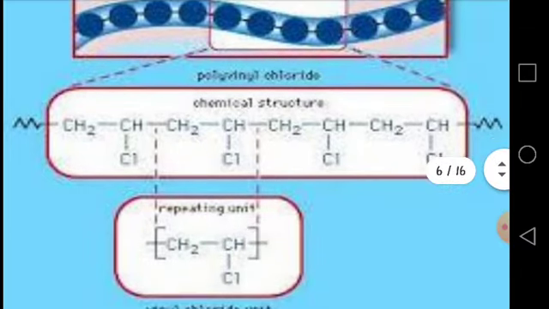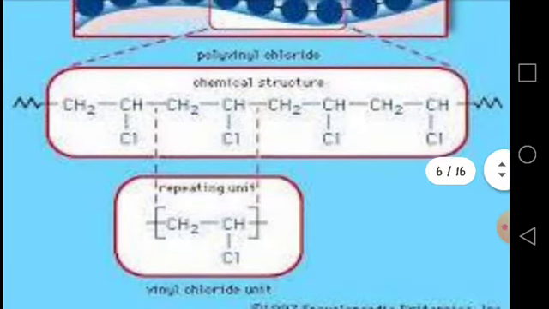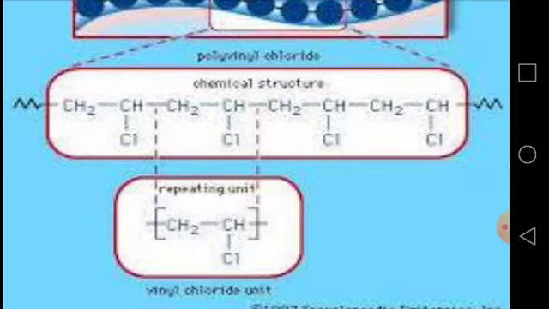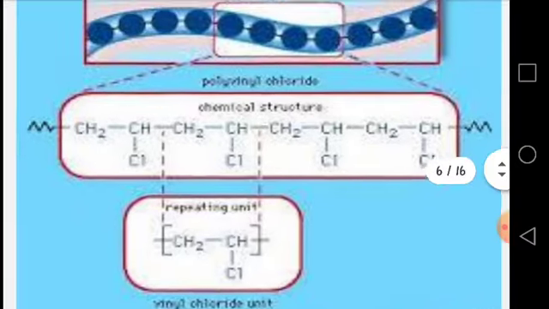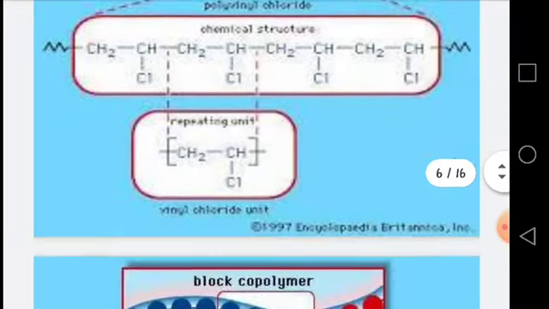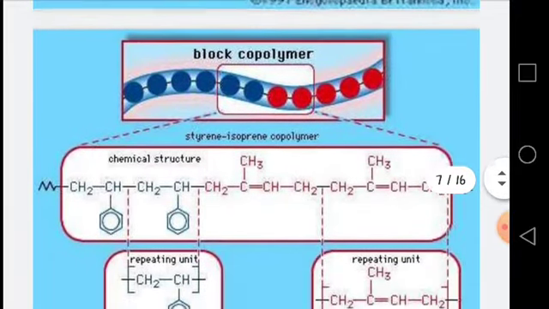The example from your book: polyvinyl chloride. It's a polymer made from a repeating unit of vinyl chloride. This is vinyl chloride, and one unit of vinyl chloride combines with many units of vinyl chloride and forms a polymer called polyvinyl chloride. Because the monomers are of the same type, this is called a homopolymer.